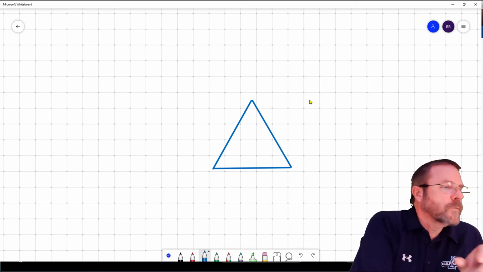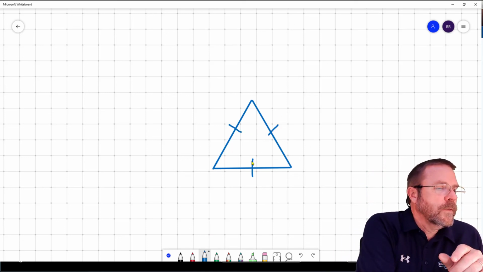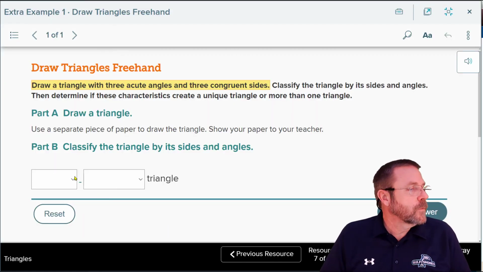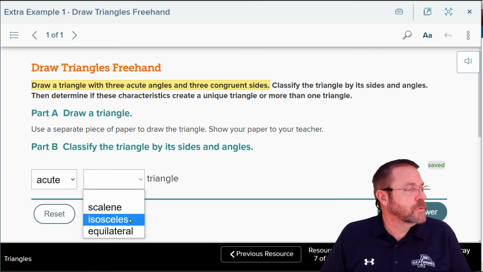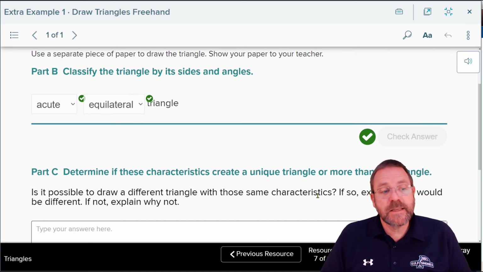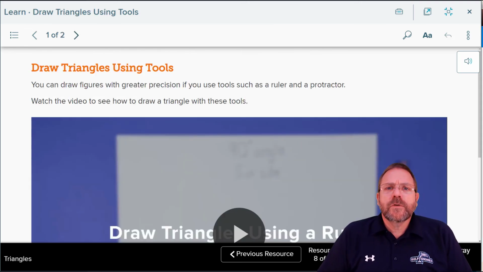From here, all we have to do is put the tick marks in right there to show that those 3 side lengths are congruent. This is probably a lot easier to do on a sheet of paper with a real ruler. So what do we know about it? We know that it's an acute equilateral triangle, and then it asks, is it possible to draw a different triangle with the same characteristics? The answer is not really. You could choose different sizes for the side lengths, but in the end, that's the only option you could make. I think this is a good spot to stop part 1 of this video. Come back for part 2 as we continue our study of triangles.